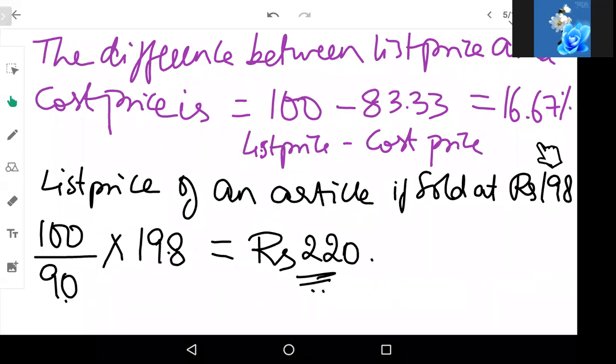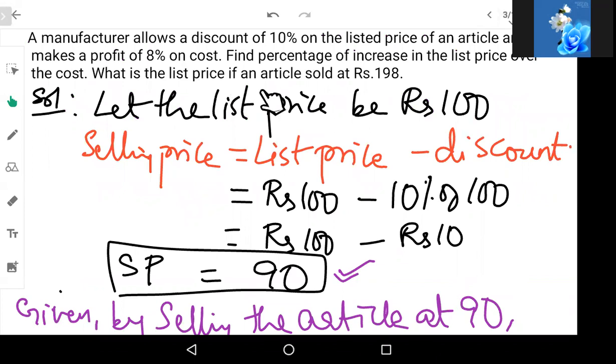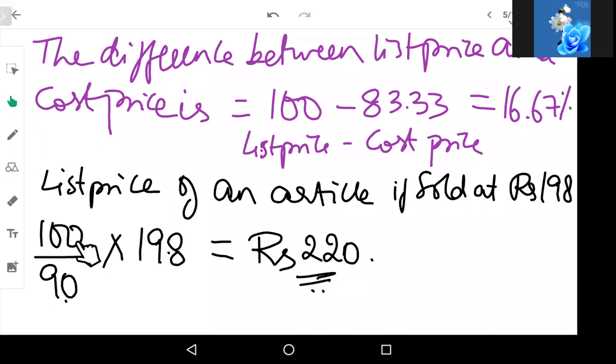Now coming to the list price of the article, this is the last part of the question that is there for us to solve. So what is the list price of an article sold at 198? When you have a question like this, just consider the list price divided by the selling price into the selling price which is given there, that is 198. So the actual list price of the article was 220. You get 219 point something, round it off, you get 220.